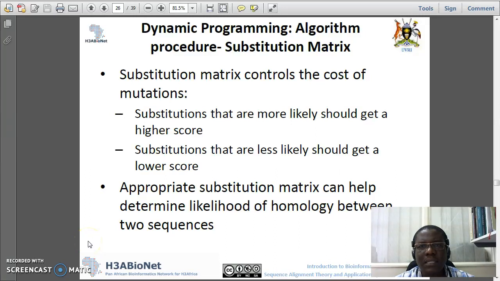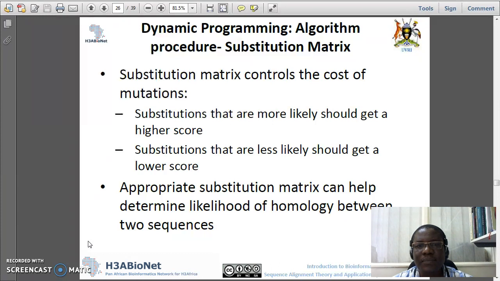So let's talk about substitution matrix in a bit more detail. Remember we said that substitution matrix is integral to the scoring scheme. But what does it really do? Well, the substitution matrix is what controls the cost of the mutations in your alignments. So substitutions that are more likely usually get a higher score, and substitutions that are less likely obviously get a lower score. An appropriate substitution matrix can help with the determination of the likelihood of homology between your two sequences.